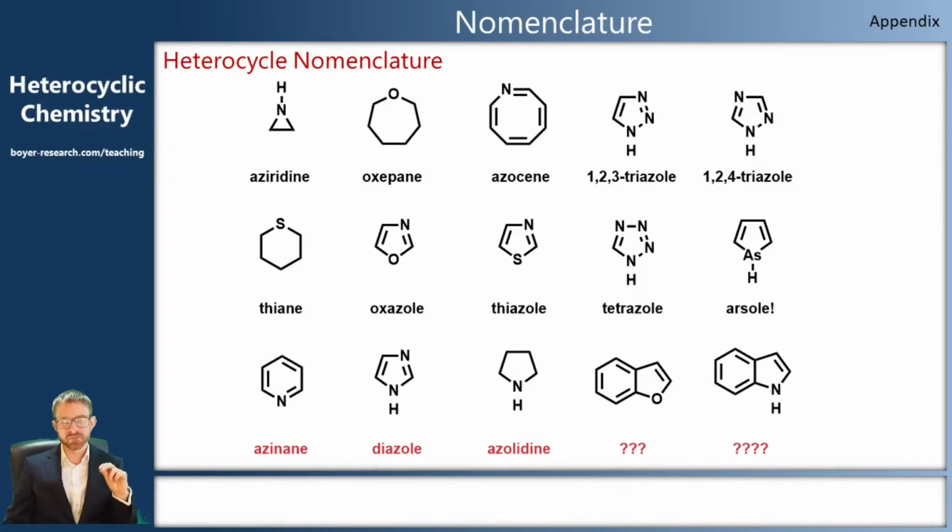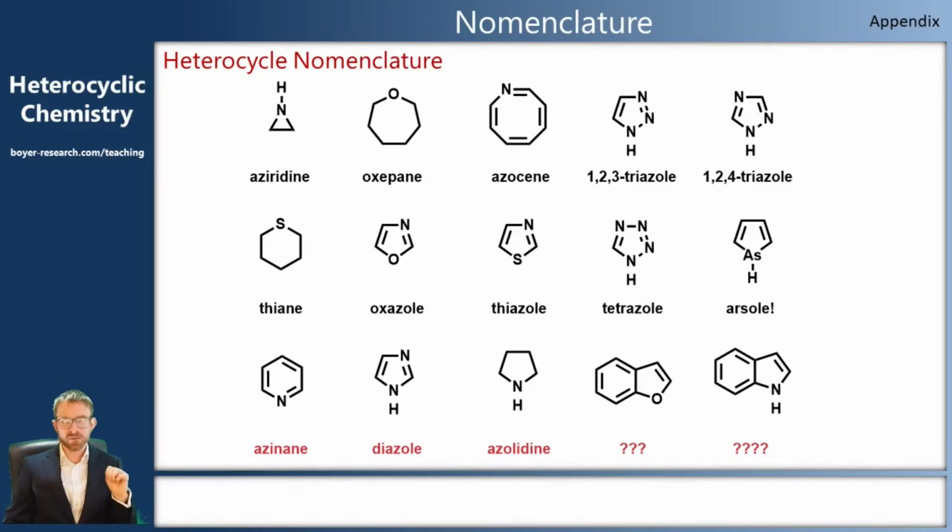But we have some problems. If we look at the bottom row, the names that we come up with here, an azinane, a diazole, azolidines, don't actually correspond to the names we use for these heterocycles. Furthermore, we have some complicated heterocycles down the bottom, which we struggle to name in this system. So what do we do?